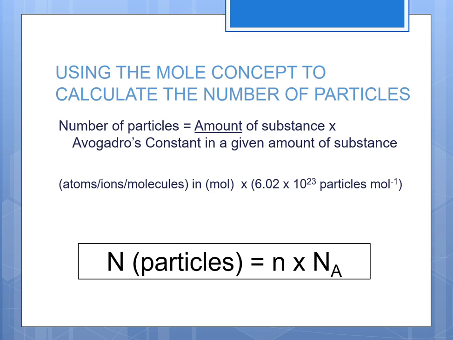So N, the number of particles, and we always need to specify what our particle is, is multiplied by the number of mole of a substance in mol, and then Avogadro's constant, which is 6.02 times 10 to the 23. So this is the formula we're going to use, so let's have a look at a couple of example questions.